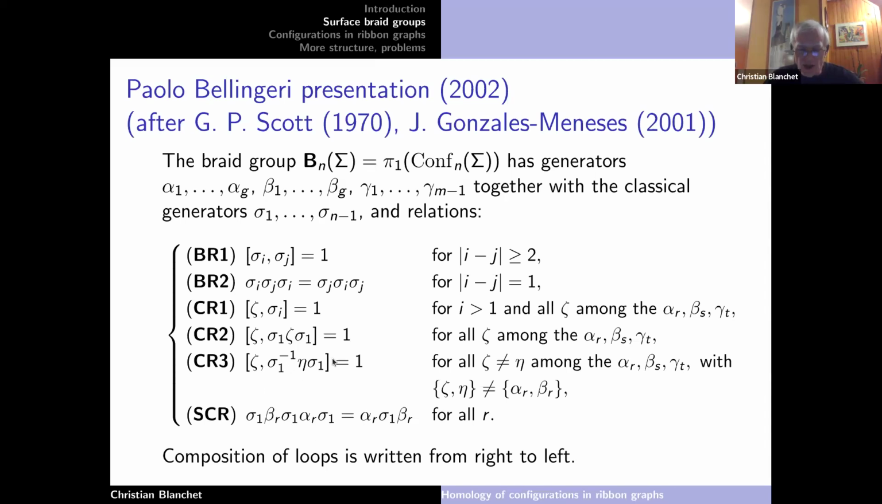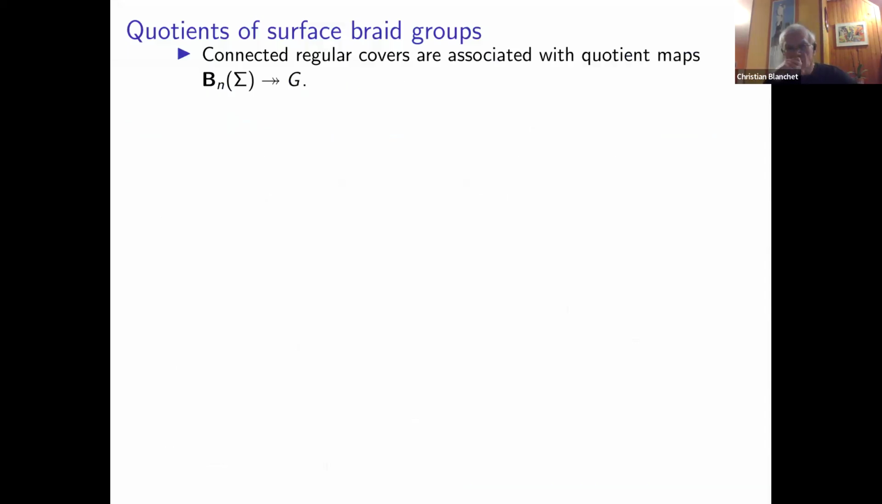In this picture, I use the previous model with composition written from the right, which is not always common, but when you work with local systems, this is convenient. So now, if we consider quotients of the surface braid group, because we are interested in connected regular covers of the configuration space, and they are associated with quotient maps from the surface braid group to your preferred group G.